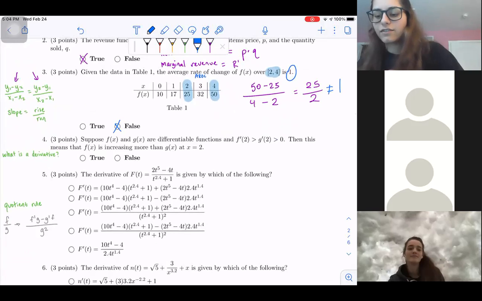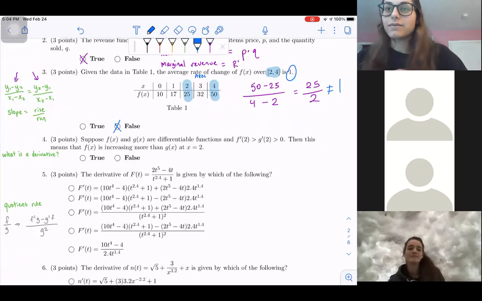Suppose f of x and g of x are differentiable functions, and the derivative of f at 2 is greater than the derivative of g at 2, which is greater than 0. Okay, so the derivative of f at 2 and the derivative of g at 2 are both positive numbers. The derivative of f at 2 is greater than the derivative of g at 2. And this means that f of x is increasing more than g of x at x equals 2. Okay, so we just want to know, what is the derivative here?